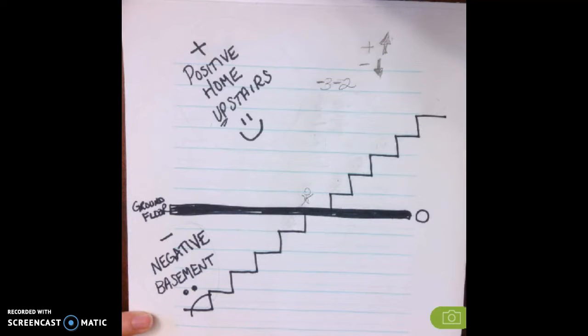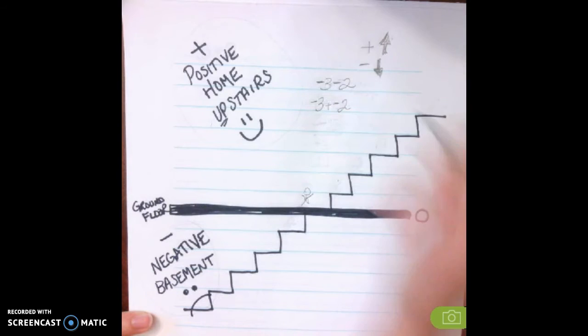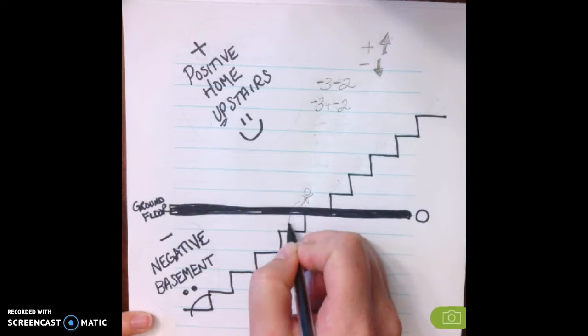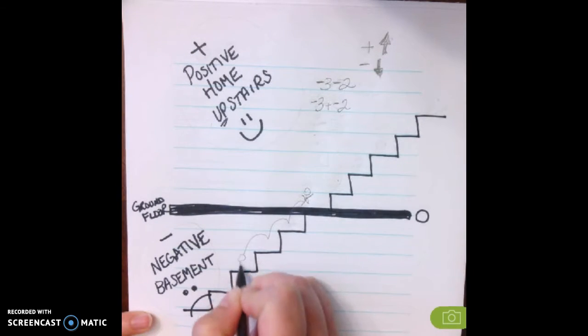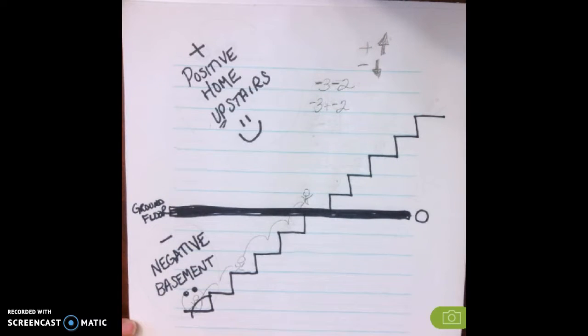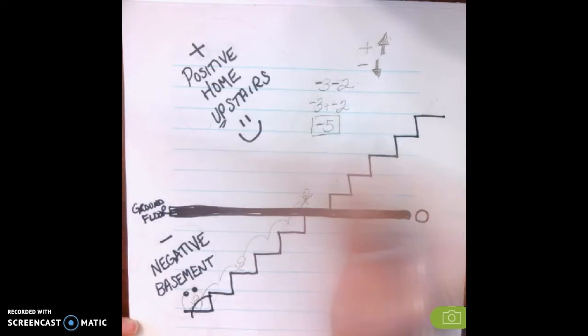Now we have negative 3 minus 2. Uh-oh, no such thing as subtraction. Let's rewrite this. Negative 3 plus a negative 2. We're speeding up here because we're doing the same thing over and over again. Negative 3, we're going to go down 3 stairs. 1, 2, 3. There we are. And now we're going to go down another 2 stairs. 1, 2. And we end up in the negative basement. And how many stairs down in the negative basement are we? 5. So our answer is negative 5.